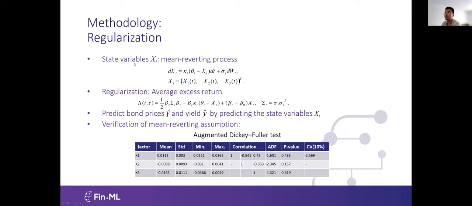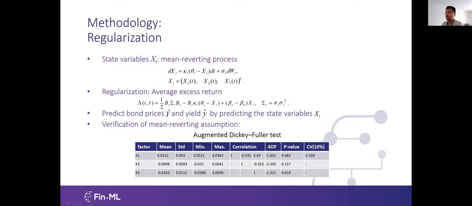So here I present some math equations on how I model these state variables. Based upon the previous plot, we can see that this state variable follows a mean reverting process, so I model it in this way. We can also verify this assumption with the augmented Dickey-Fuller test. After this statistical test, we find the p-value is greater than the critical value, so we can accept the hypothesis that they are mean reverting processes.